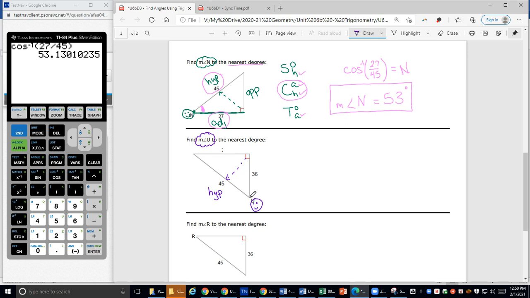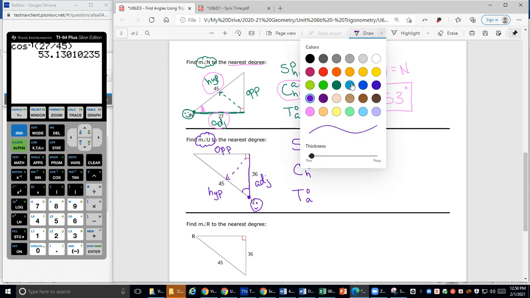Which segment coming out of U, which side coming out of U is the adjacent leg? Well, it can't be this one because that's the hypotenuse. So it has to be this one. That is my adjacent leg. And then the side on the opposite side of the triangle from this angle all the way across, that is my opposite side. Okay, so then the next thing we're going to do is compare these sides to the ratios sine, cosine, SOHCAHTOA, and TOA, tangent.